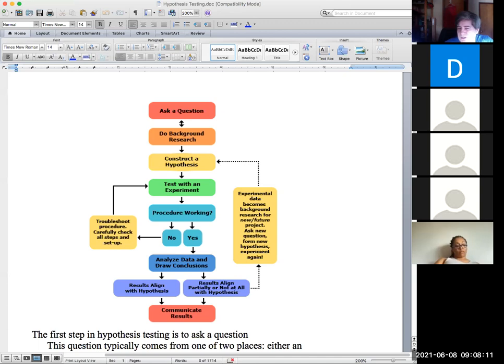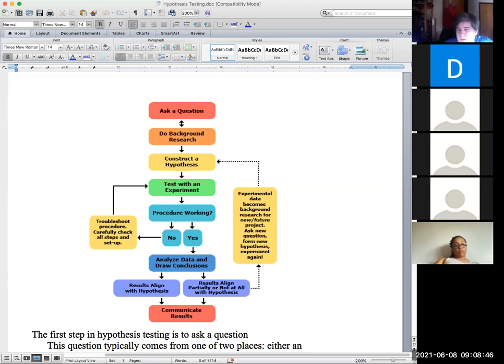So for instance, if you study people who smoke cigarettes versus people who don't smoke cigarettes, people who smoke cigarettes are about 18 times more likely to get lung cancer. So what is it about smoking cigarettes that makes them more likely to get lung cancer? You might ask that question. So that would be an example of a question that comes from a previous experiment, because we had to do a study to actually find out that people who smoke are more likely to get lung cancer.